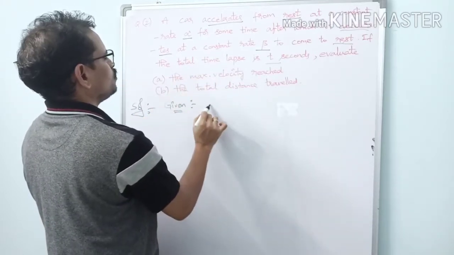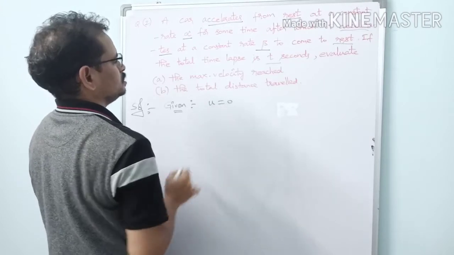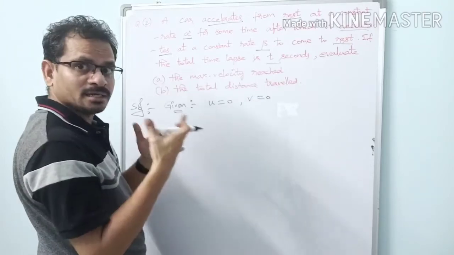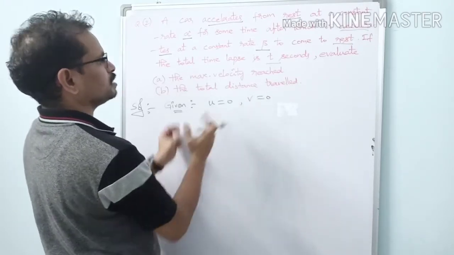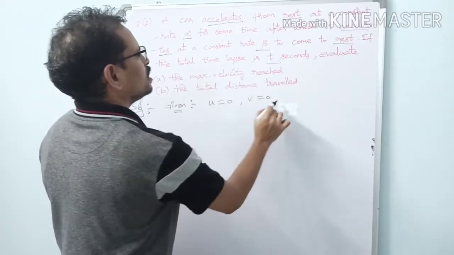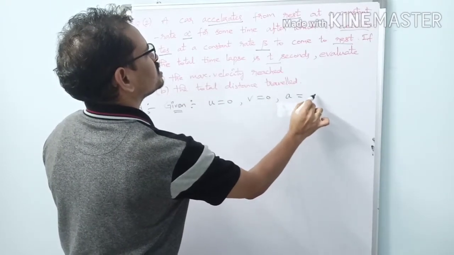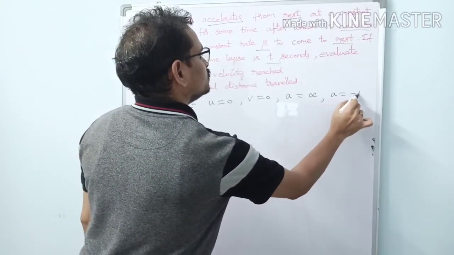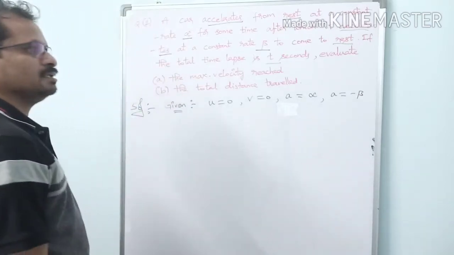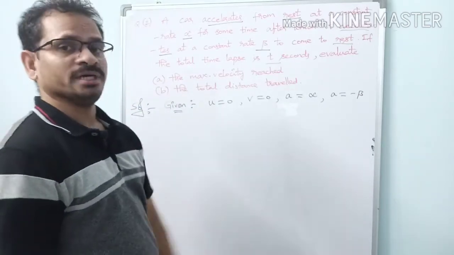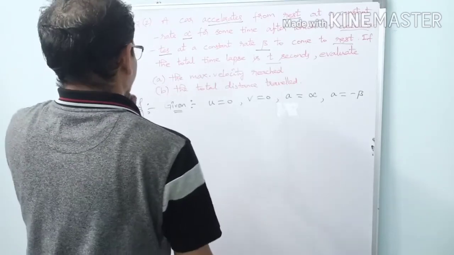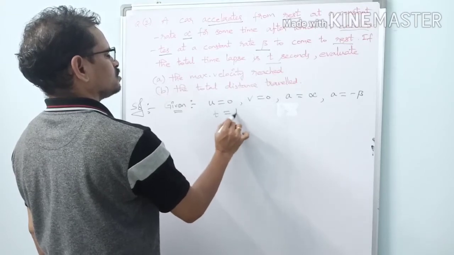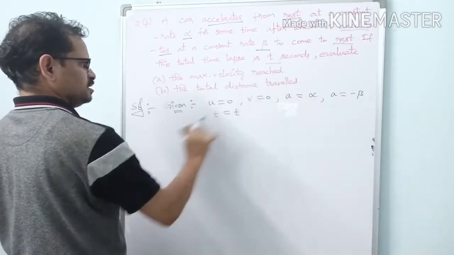Okay. So what is the initial velocity? u equal to 0. What is the final velocity? v equal to 0. That is, at the end of the motion velocity v equal to 0. Okay. Starting from rest and coming to rest. What is its acceleration? It is having constant acceleration alpha for some time, and deceleration a equal to minus beta. For acceleration it is plus alpha, and for deceleration it is minus beta. Okay. So total time of journey is t seconds. This is the given data.